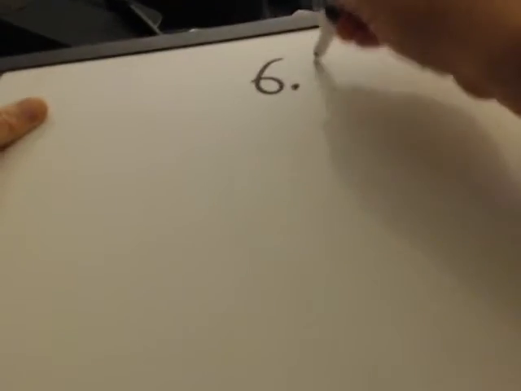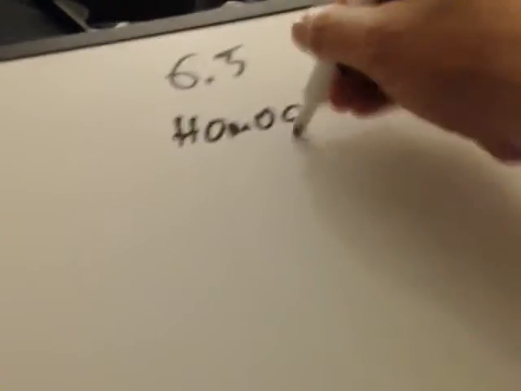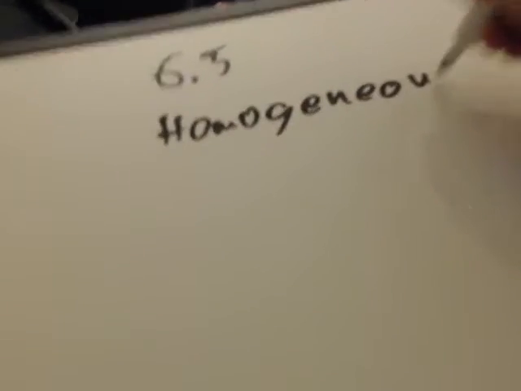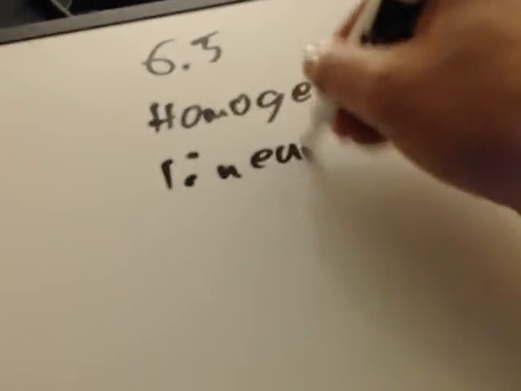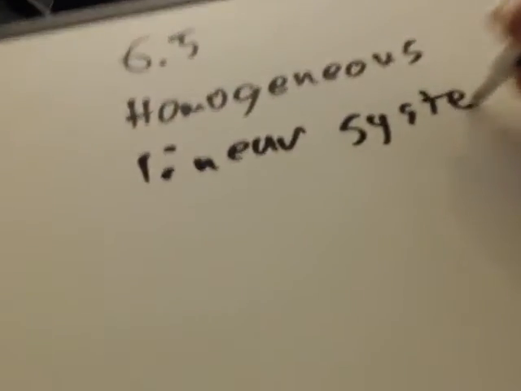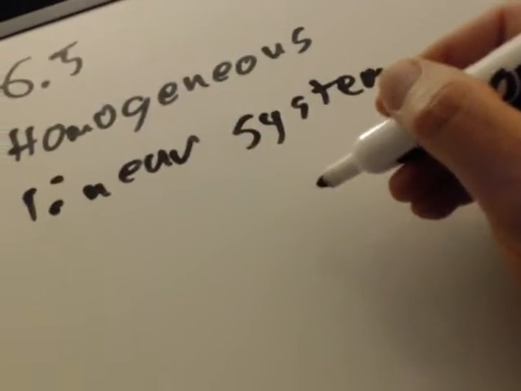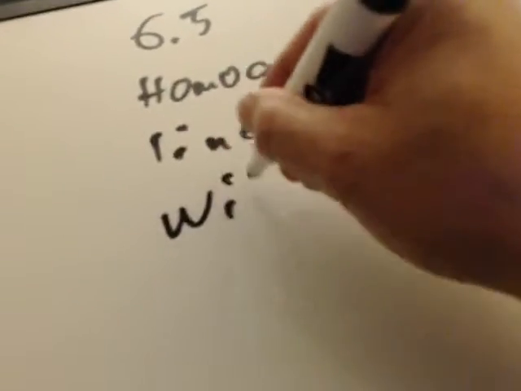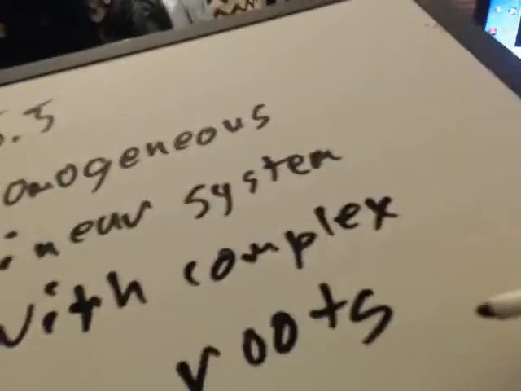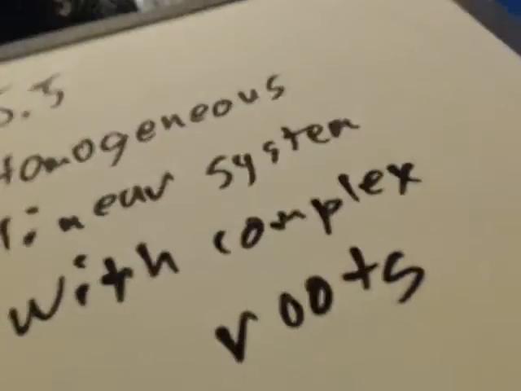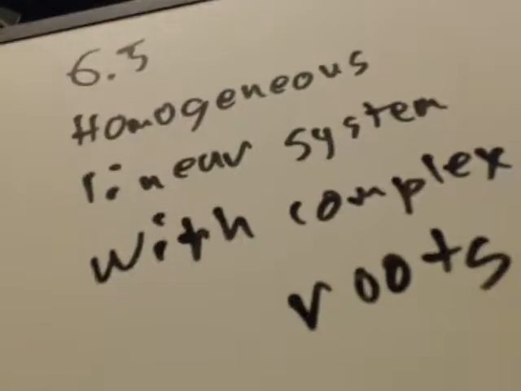Alright, we're in 6.5, and lastly we're going to look at homogeneous equations. It's a system of equations, linear. Oh why not, I'll do the whole thing: homogeneous linear system. This time, instead of with real roots, we have complex roots. Homogeneous linear system with complex roots. Dun dun dun. Yes. So think about it.